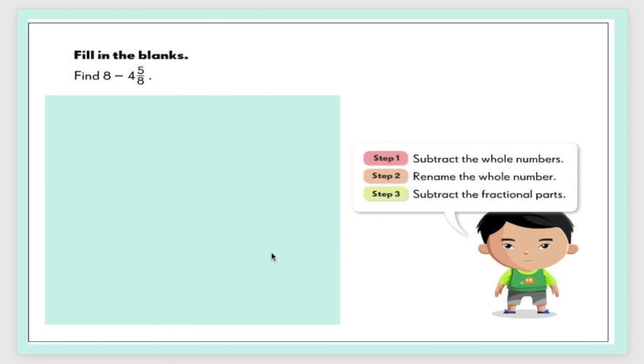One more time. This is our final example. Let's subtract 8 by 4 and 5 eighths. Let's do the steps. Step 1, subtract the whole numbers. So 8 minus 4 is 4. So I'll just copy 5 eighths. Next, rename the whole number. Our whole number is 4, so let's rename it as 3 and 8 over 8.